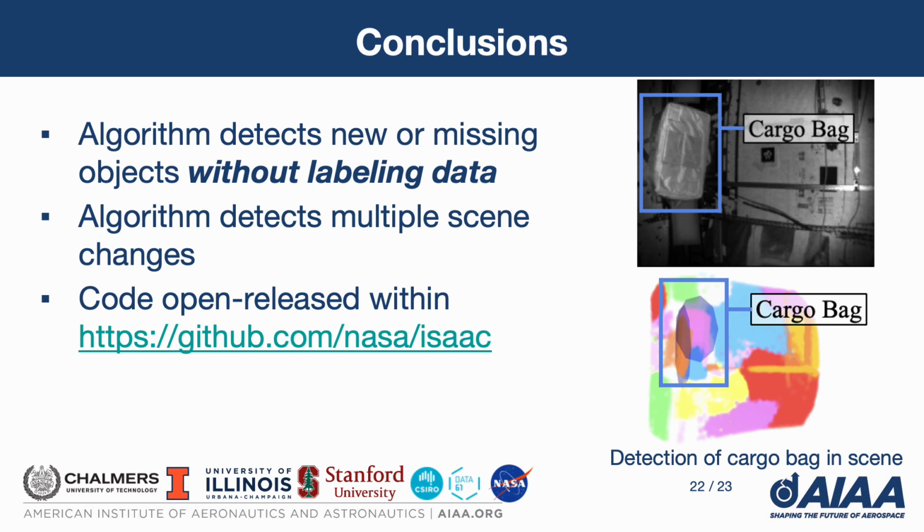The change detection pipeline detects new or missing objects, such as the cargo bag example on the right, without requiring painstaking manual labeling of data, and is insensitive to lighting conditions. Multiple object detection was demonstrated, with the code released publicly on NASA's AIAA codebase on GitHub. Work with Astrobee in the microgravity simulated environment of the Granite Lab also demonstrated potential for use in space-like habitats and environments.